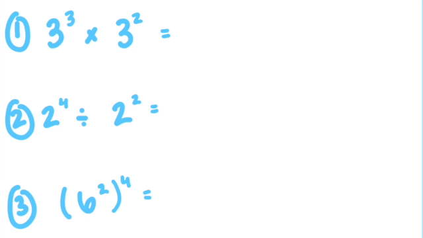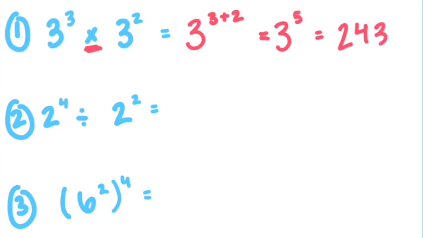So for the first one, since you see a multiplication sign, you know you have to use a product rule. Since they have the same base, write 3. And now add the exponents. 3 plus 2, which would equal 3 to the 5th power, which equals 243. Now let's look at the second one. Now, since you see it's quotient rule, you have to subtract the exponents. Same base, 2, and 4 minus 2. 2 to the 2nd power is 4.